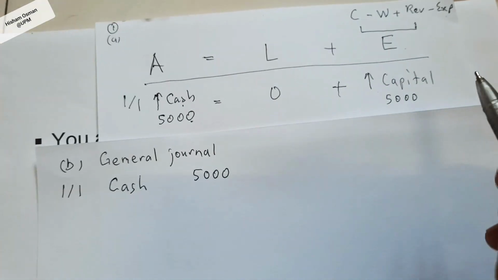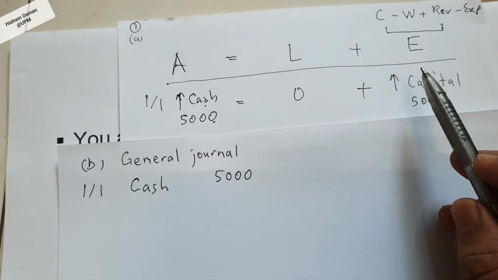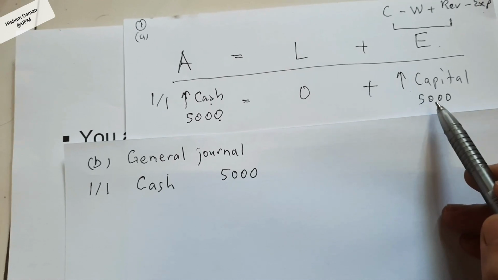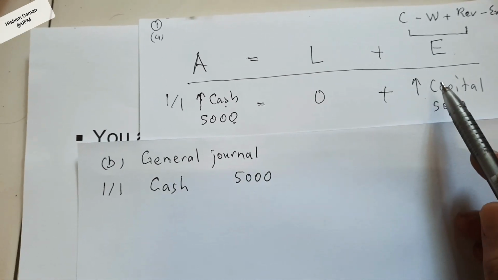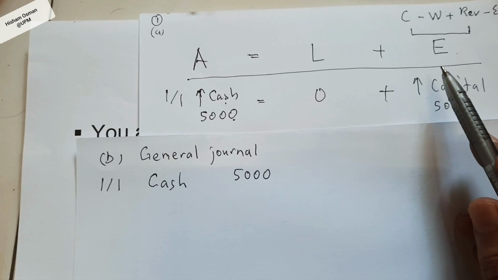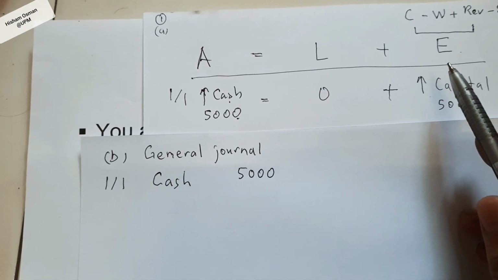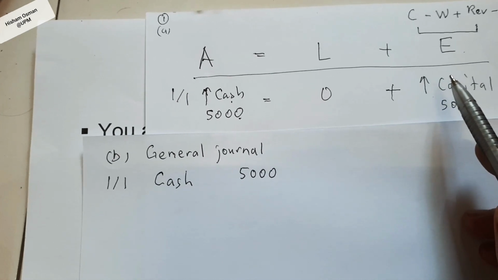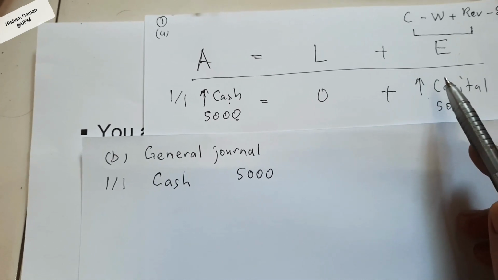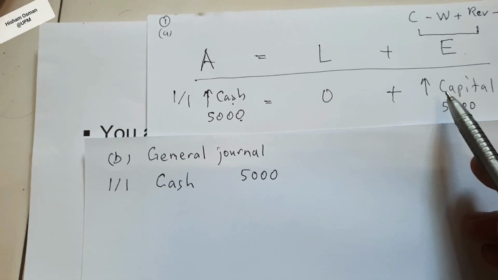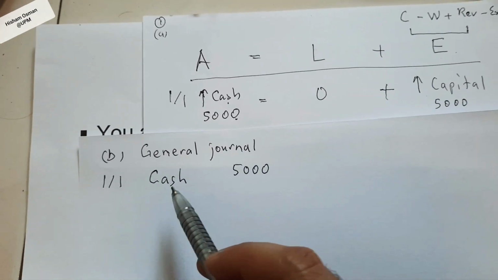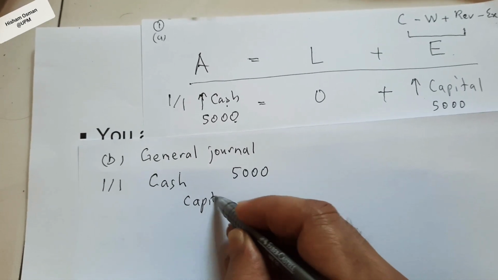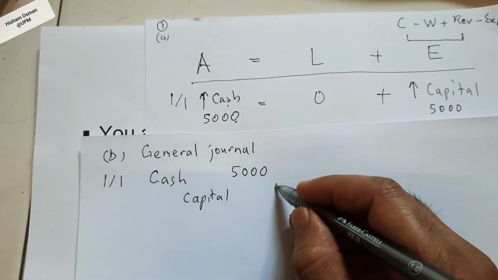Okay, and then the second thing that you have seen in the analysis is equity increase. The account is capital. The amount is 5,000. So when equity increases, what should you do? The rule of debit and credit says when there is an increase in equity, you have to credit the account. So this is the debit entry. The credit entry is credit account capital. The amount is also 5,000.